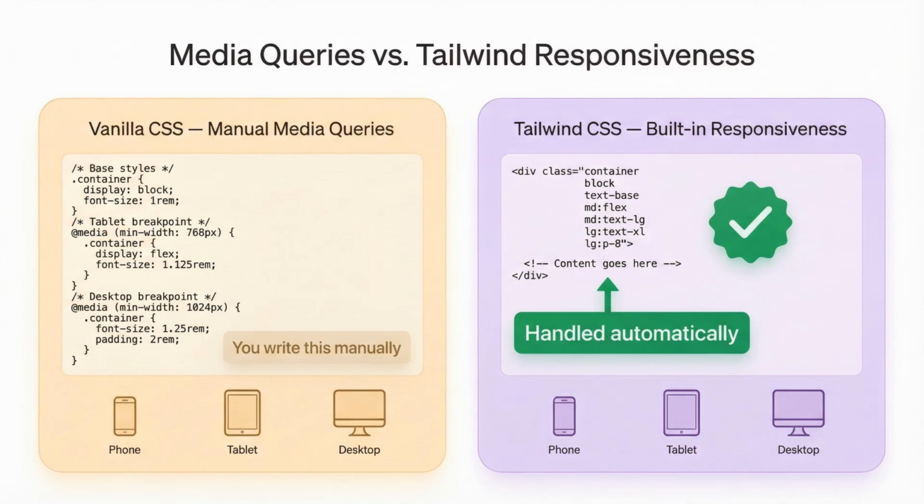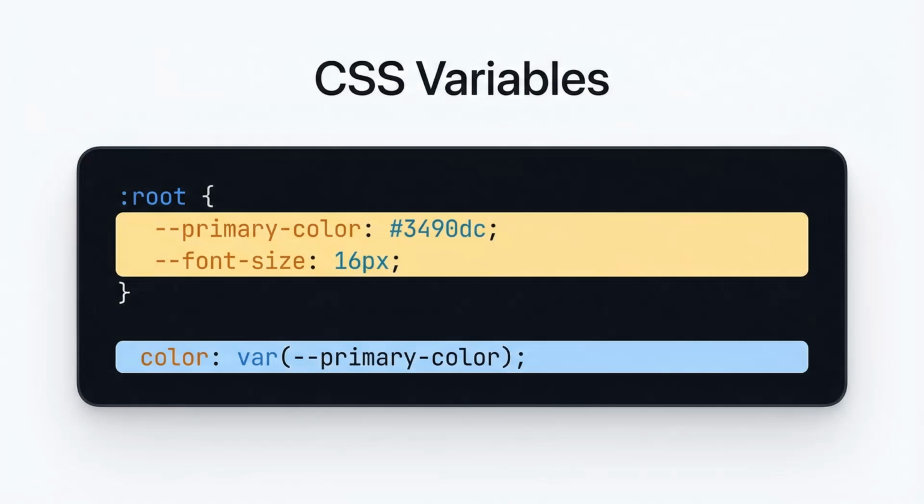This is a really practical takeaway. Writing media queries manually in vanilla CSS requires you to think through every breakpoint, test every screen size, and write quite a bit of extra code. Tailwind abstracts all of that away. The instructor confirms that once students move into Tailwind, responsive design becomes much more straightforward, which is a big relief for beginners.